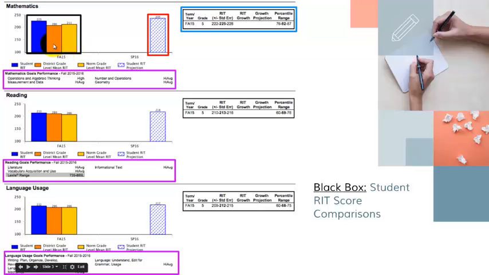Now there's also an orange bar in the middle. That is the district grade level mean RIT. That is simply how the district did average-wise for that particular grade level. So Johnsburg District 12 overall for 5th grade scored a 206. So you can see how we stacked up to the norm group.